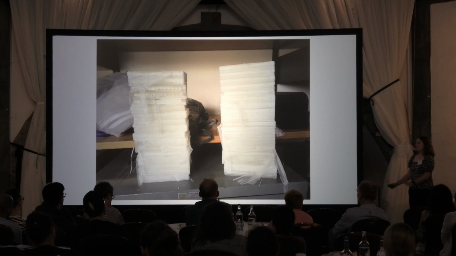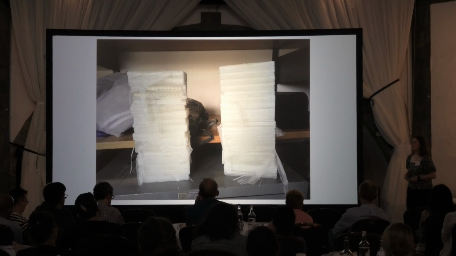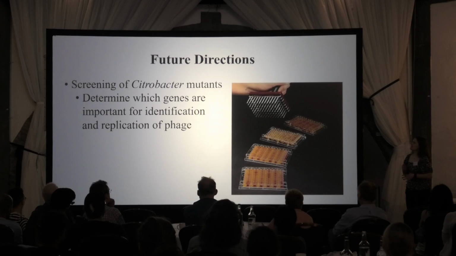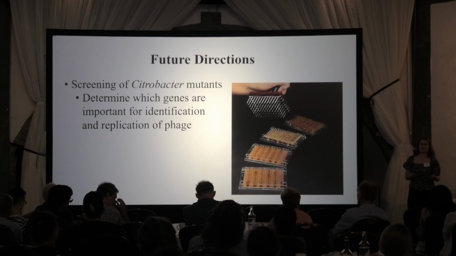Earlier I was talking about how the library was sparse. We had an equipment malfunction in my last year before I graduated. It killed most of our phage stocks as well as 10,000 of our mutants. So we are currently starting over, which is why we're at the beginning of this research. That is okay, because for our future directions, we want to screen Citrobacter mutants to determine which genes are important for identification and replication of phage.